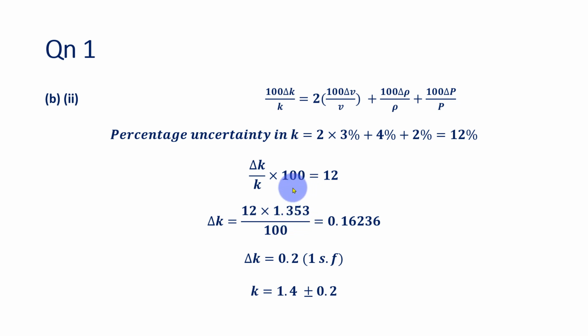But even if you are to use the exact value here, you're going to get an answer which is closer to this one here, 0.16236. I calculated the exact value of the absolute uncertainty in K. Okay. Now, how does this value turn out to be 0.2?